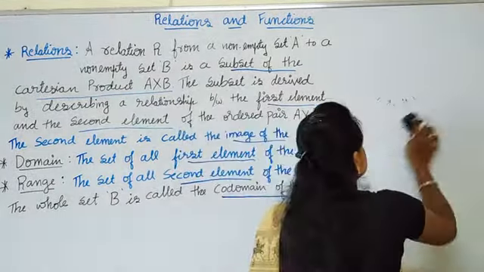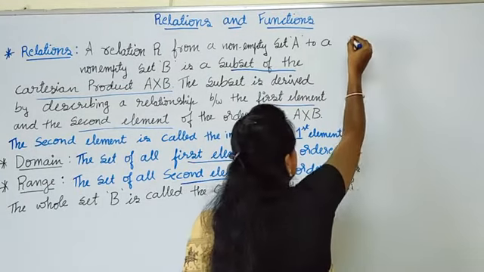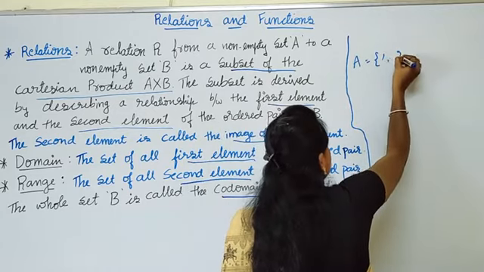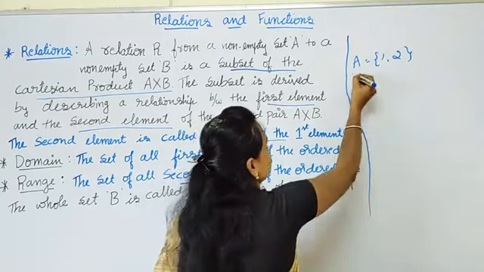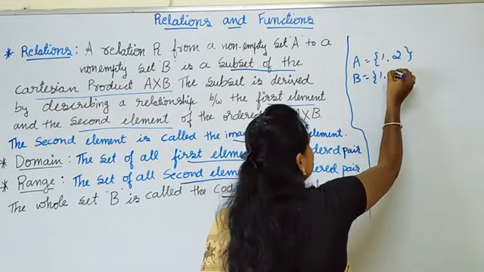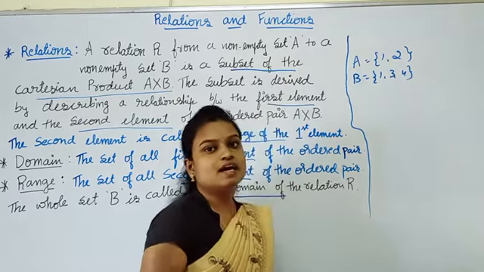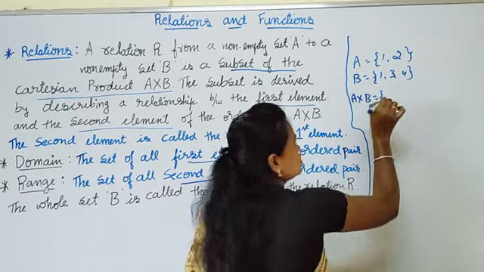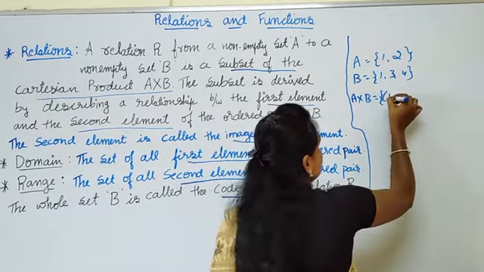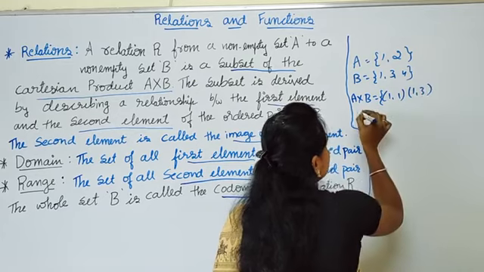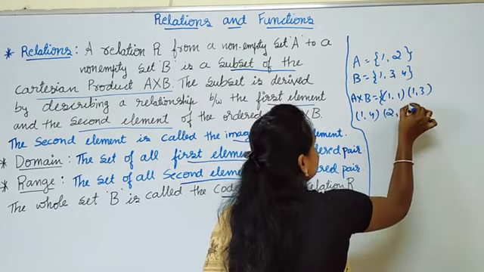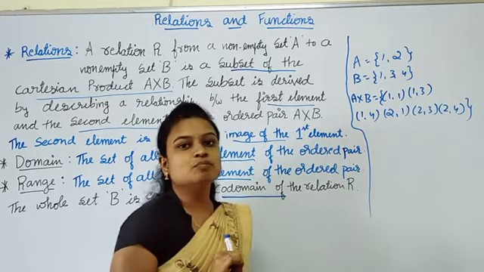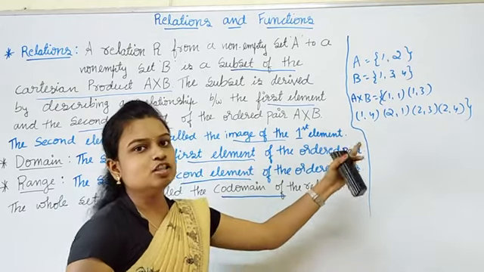I will give one example, then you will clearly understand the definition. I consider a set A as {1, 2}, and another set B as {1, 3, 4}. Both are non-empty. Understand? What is the Cartesian product of A and B? It is (1,1), (1,3), (1,4), (2,1), (2,3), and (2,4). So this is the Cartesian product of A and B. We already know that, right?